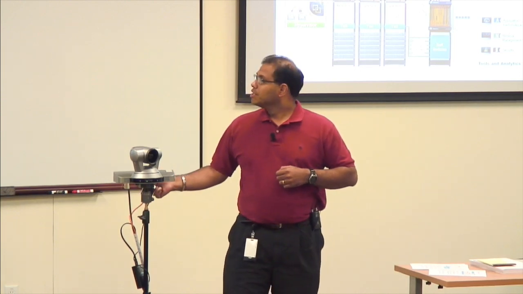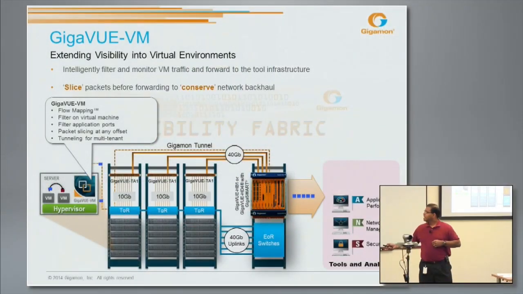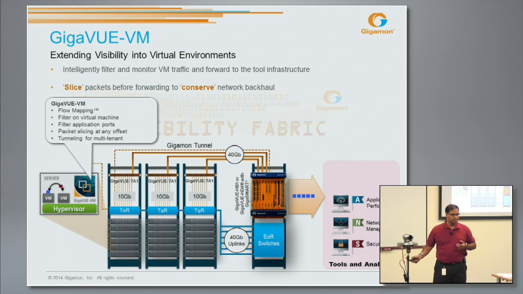Okay. So the GigaVUE-VM is a lightweight footprint appliance. It's a guest OS sitting on the hypervisor. It has some level of flow mapping that we already have in our physical appliance. We also filter on the virtual machines, VMAP, VMs, VNICs. For example, if you want to go into that level of granularity, filter specific applications, HTTP ports or TCP ports, any specific ports that you want.